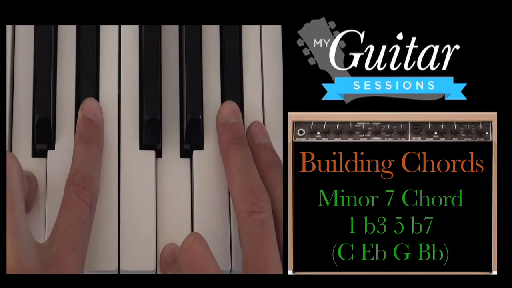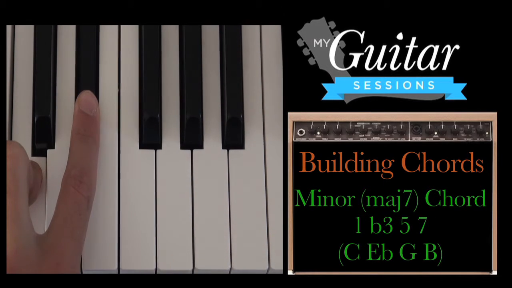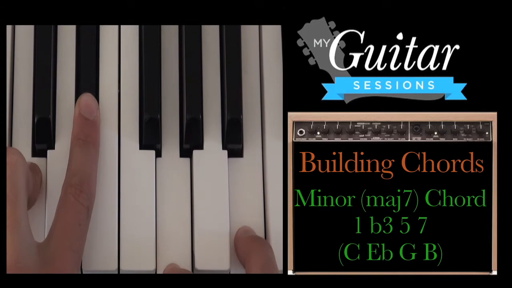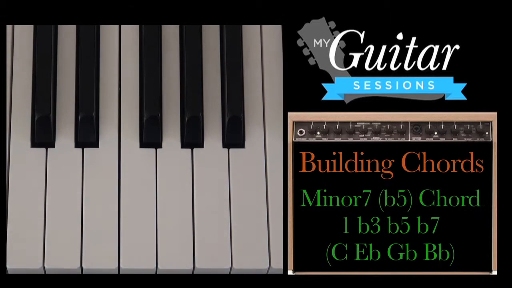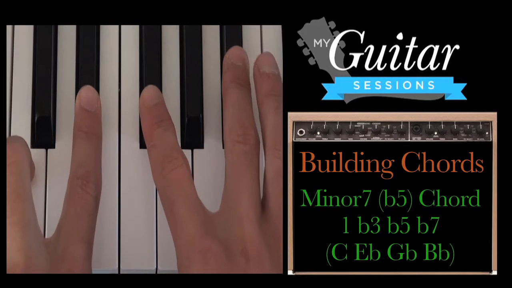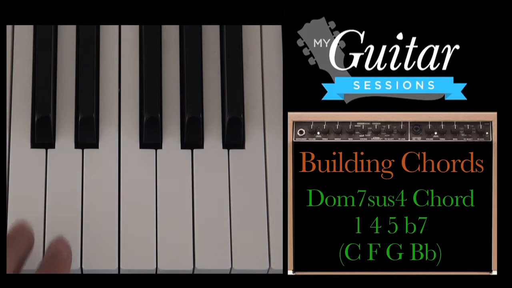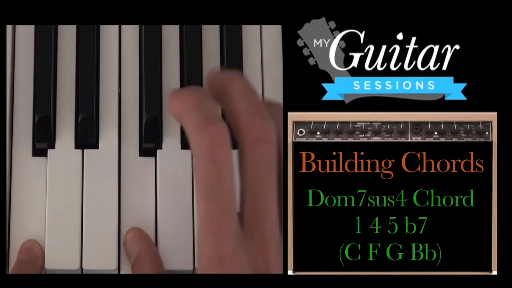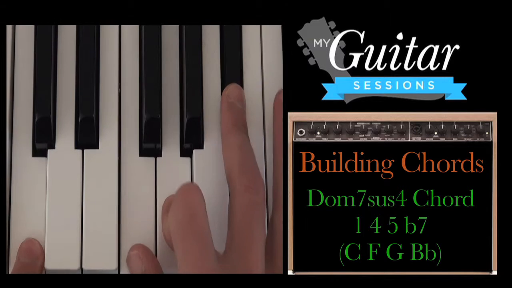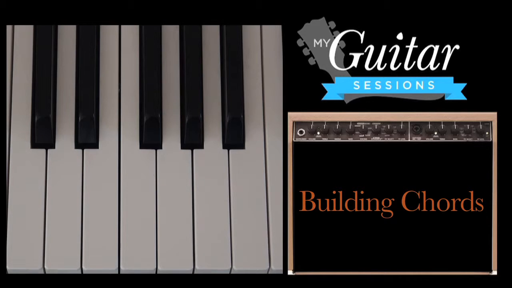Then we had our minor major 7, which was 1, flat 3, 5, natural 7. Then we had our minor 7 flat 5, which is 1, flat 3, flat 5, flat 7. And then finally, our dominant 7 sus 4, which is 1, 4, 5, flat 7. So now hopefully you can take the knowledge that you learned about chord building and apply it to different keys.